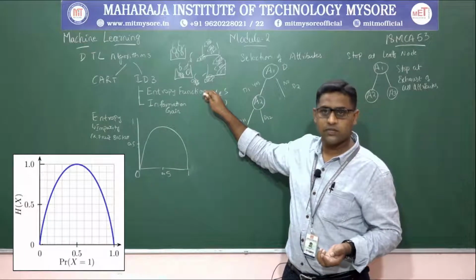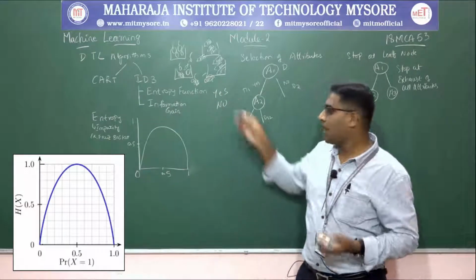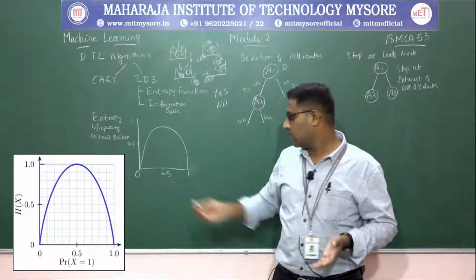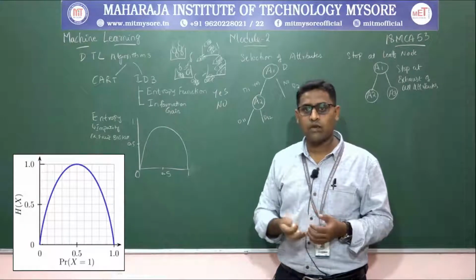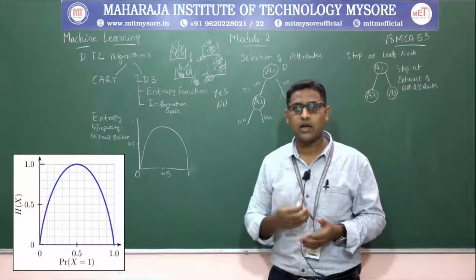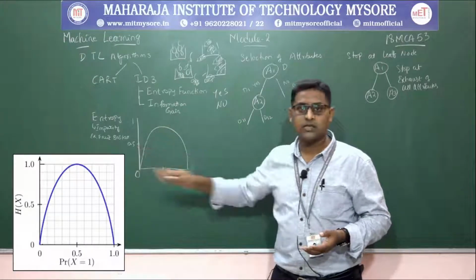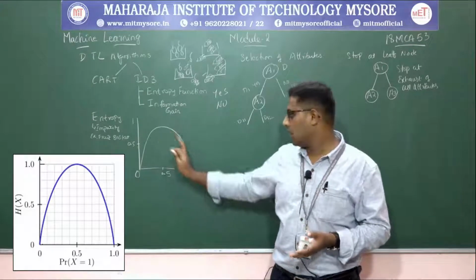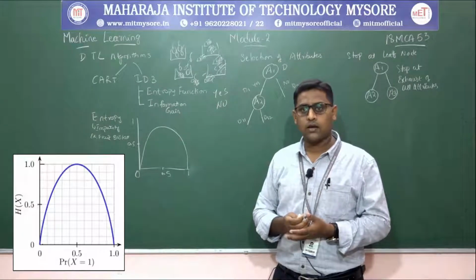That becomes yes. So yes or no will always be 0 and 1. If you have an equal number of yes or no, then the probability lies at 0.5. That is nothing but entropy. That is the graphical representation shown here on the screen now, right?